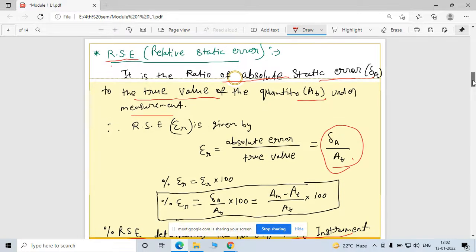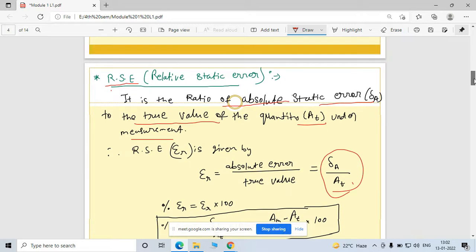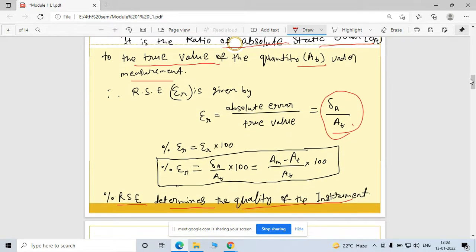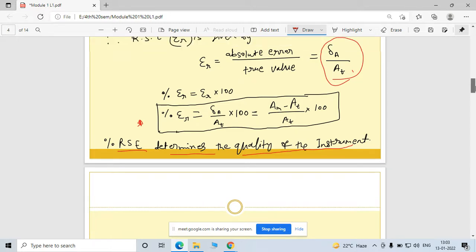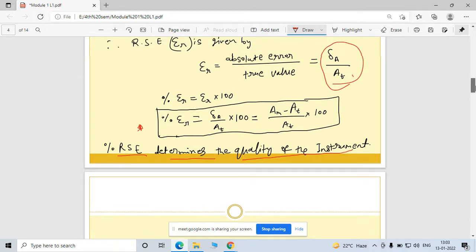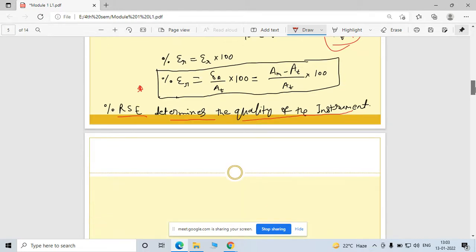So we always use a highly accurate instrument. Now replace del A with measured value minus true value divided by the true value. This is the formula for the relative static error, and it is denoted by epsilon r. So this is about the relative static error.